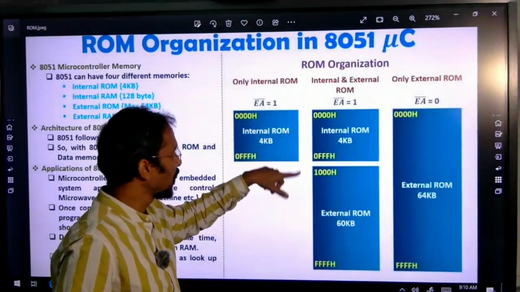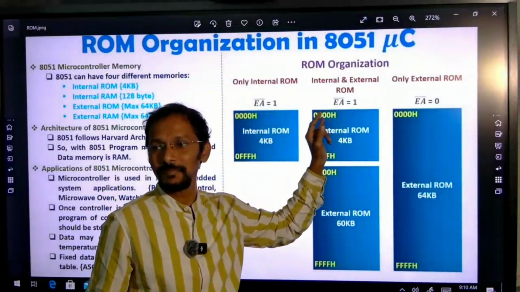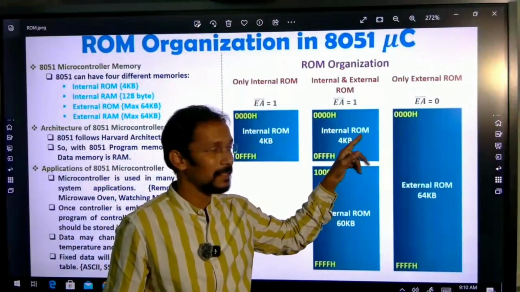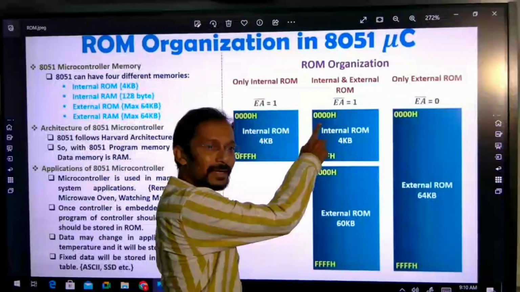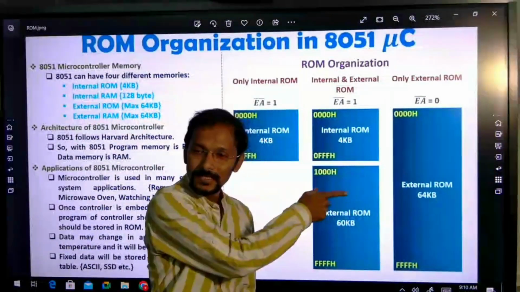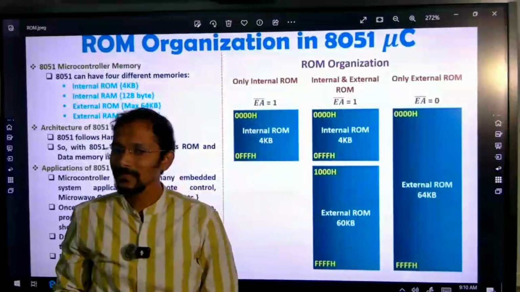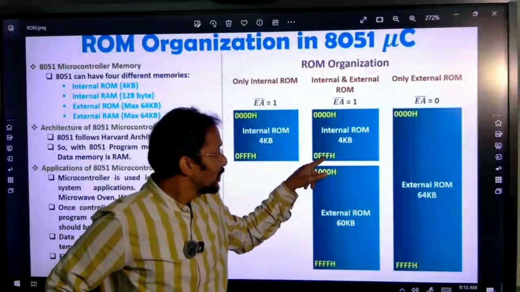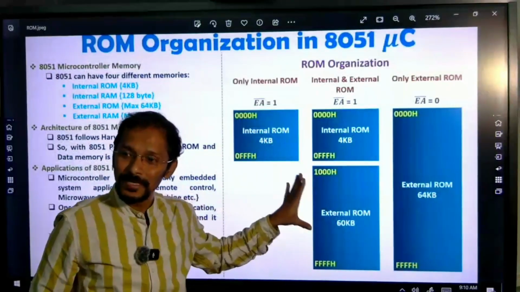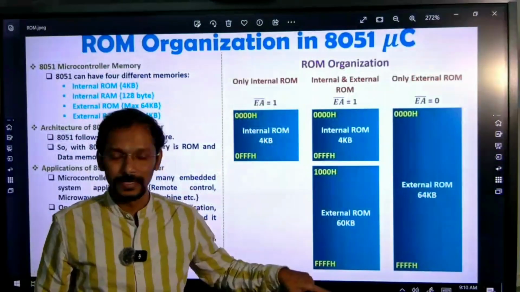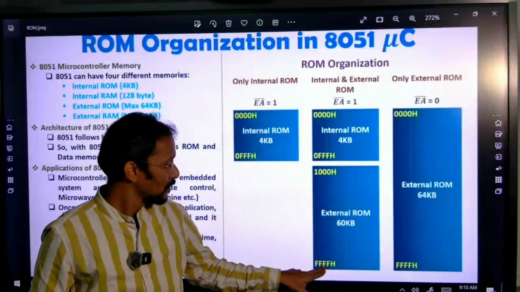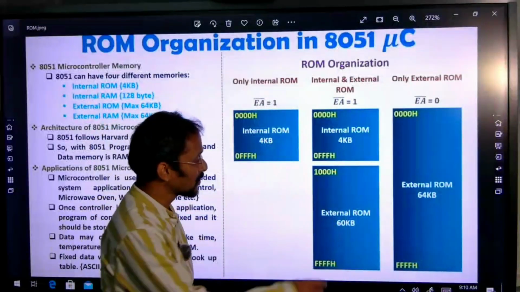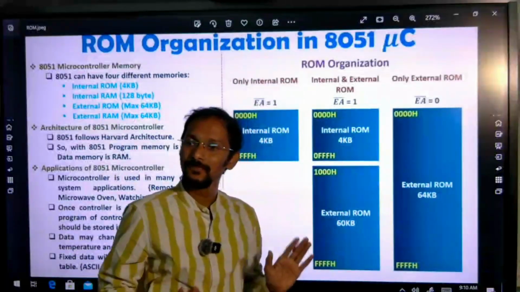To extend the memory, we can make this pin, the external access pin, a 1. But here we have to consider that the internal ROM address is from 0000 hex to 0FFF hex. From here onwards we have to consider the remaining part of the memory as external memory, which will start from 1000 hex to FFFF hex, and we can extend up to a maximum of 64 KB.